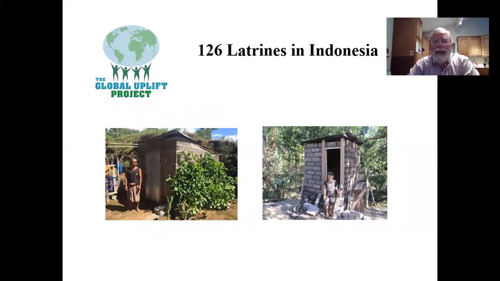We've built 126 latrines in Indonesia. These are some villagers up in the high mountains of East Bali in Indonesia. They had been pooping in the bushes since Adam and Eve, and they were basically ankle deep in E. coli. We installed these latrines, and we're now getting the E. coli out of the water supply.